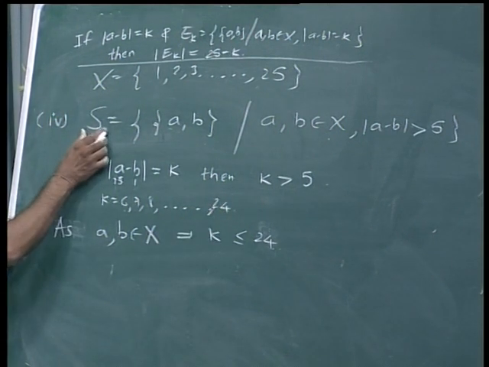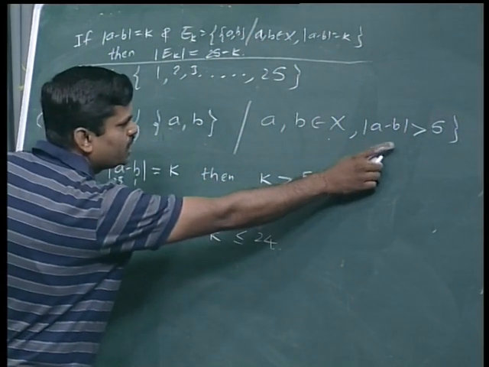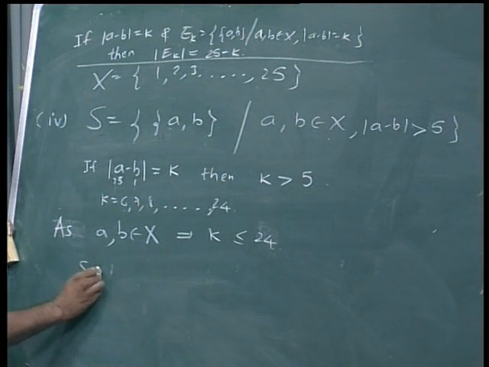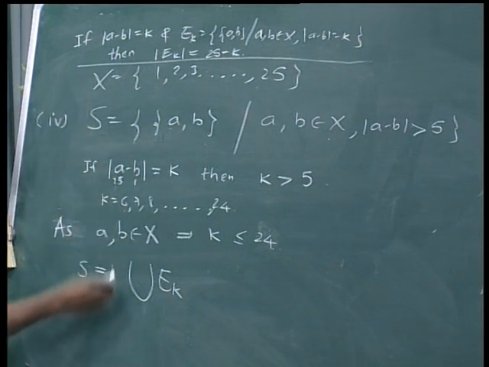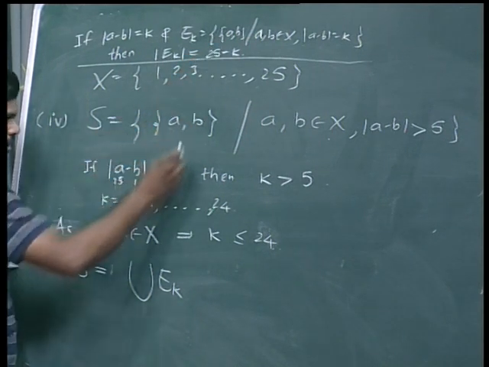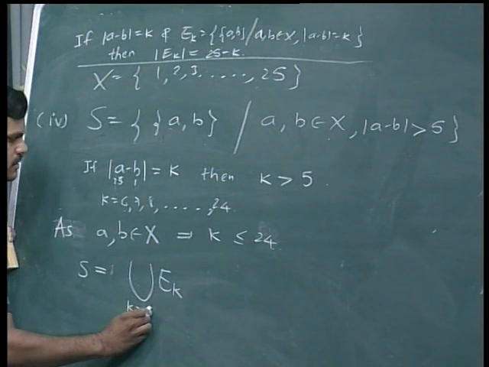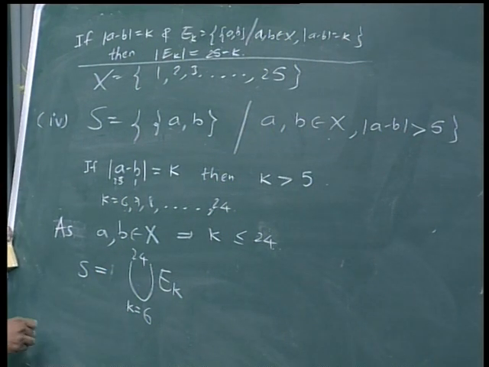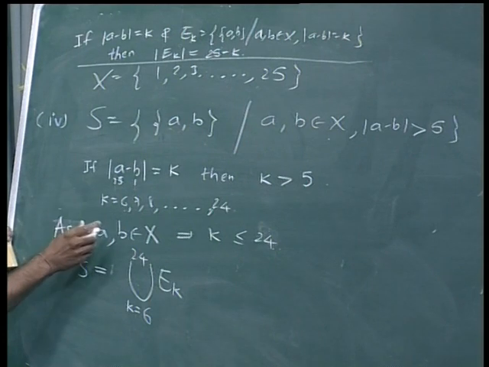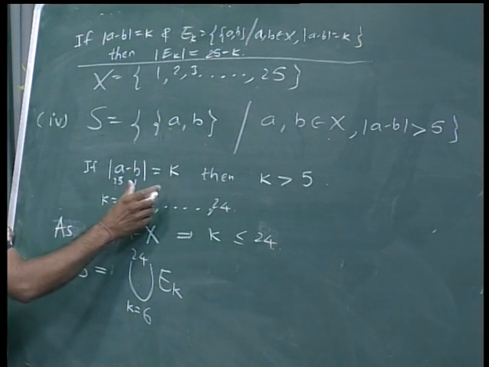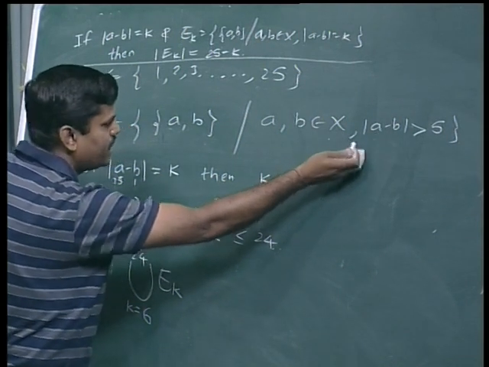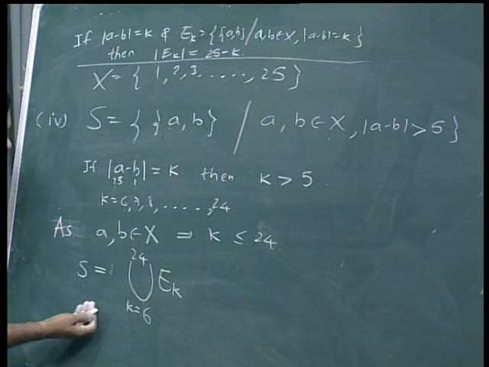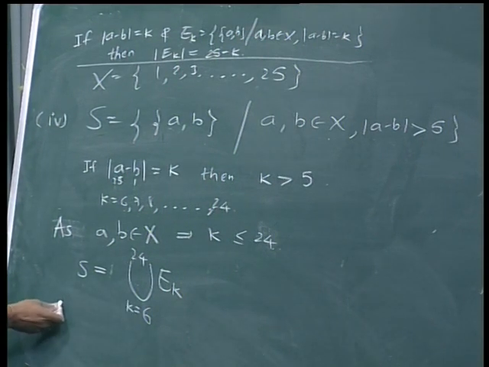If you want to find the number of elements in S which satisfy the condition mod of A minus B is greater than 5, then S can be written as the union of all those types of sets which I have defined above, where K is equal to 6 to 24. That is E6, where the difference is 6. So it is greater than 5. What is A minus B? Greater than 5, so it can be 6, 7, 8, 9, 10, up to 24. And the union of all such sets will give the set S completely.